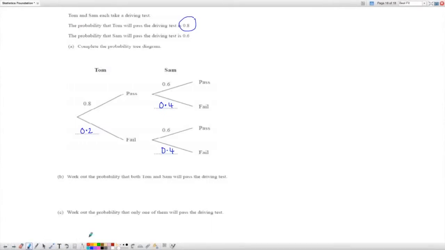So taking a look at our tree diagram, if they are both going to pass, we will start here, go along here to take a pass, and then along here to take another pass. So this is both of them passing. Multiplying through with our probabilities, 0.8 multiplied by 0.6, the two probabilities here and here, gives a total probability of 0.48.